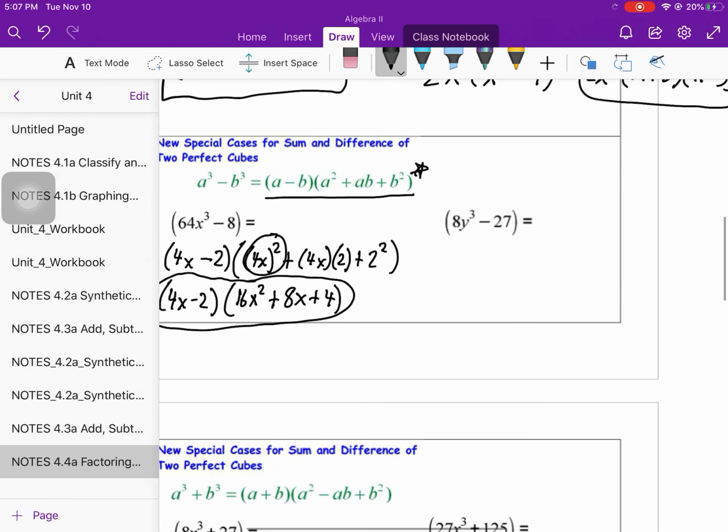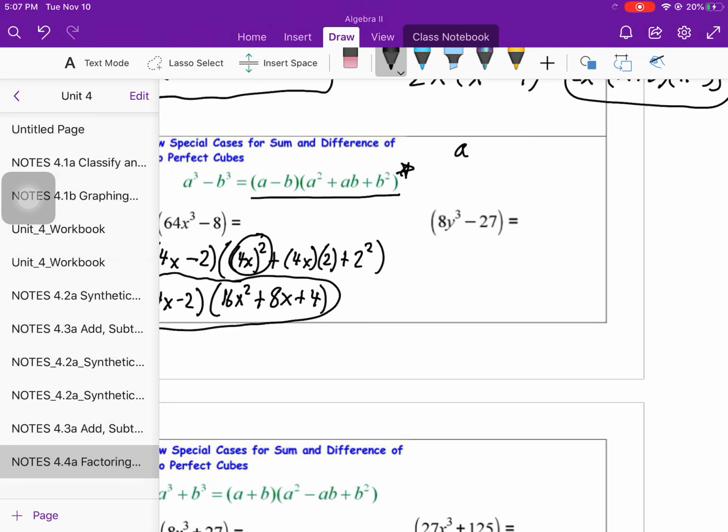So let's practice that with this next problem. 8y to the third minus 27. Again, you have to be able to recognize what's your a, what's your b. For a, we start with the 8. We know that 8 comes from 2, because 2 to the third power is 8. And then y cubed comes from y. Then we get to b. 27 is also a perfect cube, and that comes from 3. 3 times 3 is 9, and then multiply by another 3, you get 27.